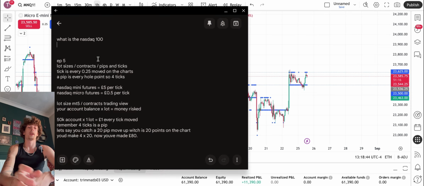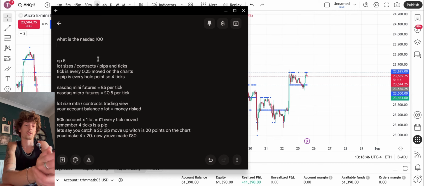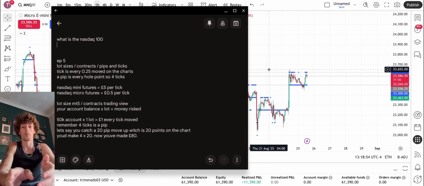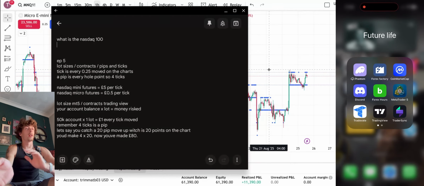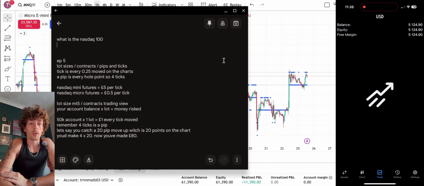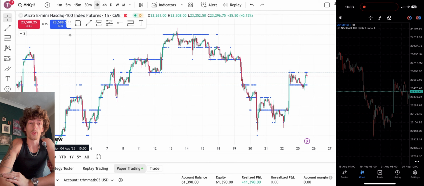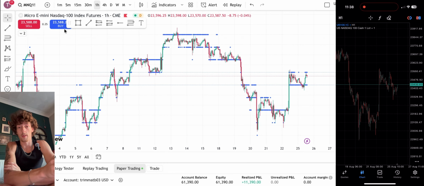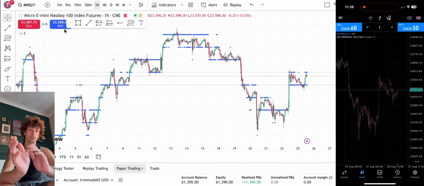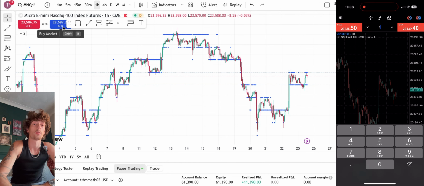So today we're talking about lot sizes, contracts, pips and ticks. So the way you place a trade is through MetaTrader, which I'll put a little example of on the screen somewhere, and contracts, which you do through TradingView. There is loads of ways you can trade, but I primarily like to do it through TradingView.